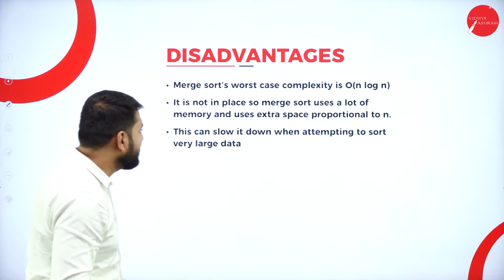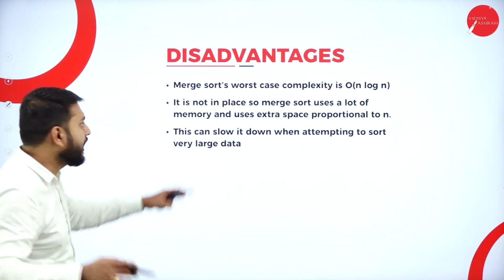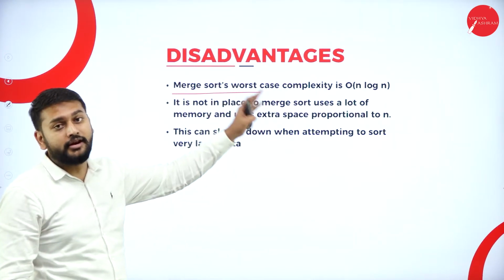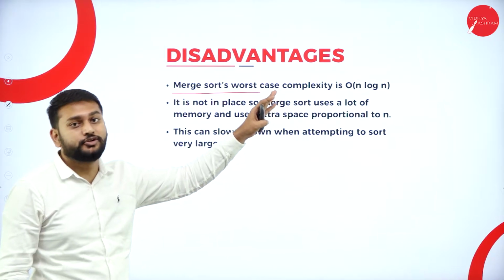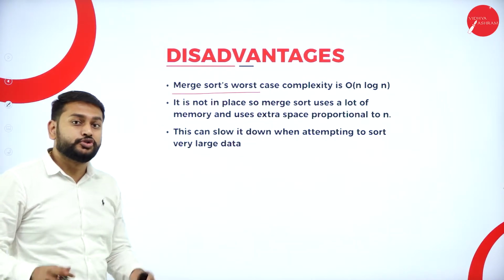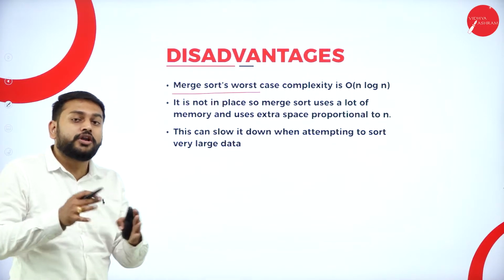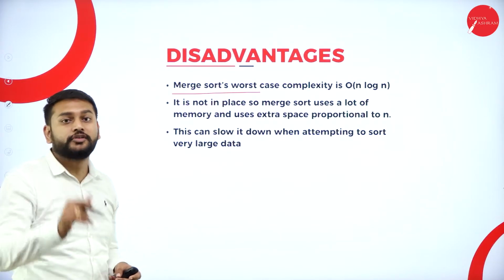But what exactly are the disadvantages that we have? So guys, the merge sort's worst case complexity is O(n log n). That's what you need to remember. So obviously, you just have to understand how many number of times it has to divide if more number of elements we have. That's what you need to remember.